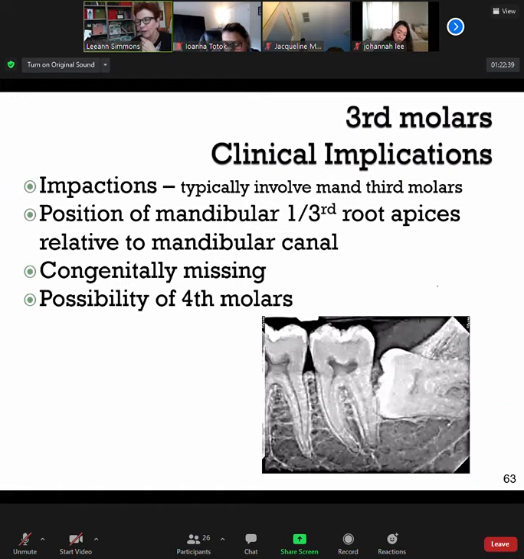So some clinical implications of third molars. The mandibular thirds are the third molars that are most likely to be impacted. And as you can see, this one is leaning and growing right directly into the distal root of the second molar. And that's a problem. That tooth needs to come out.